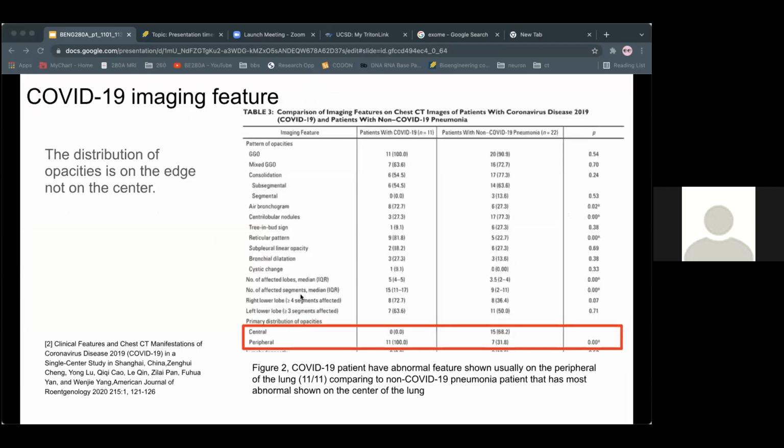Abnormal activity is usually in the peripheral area of the lungs, as we can see in this study. Compared to patients with non-COVID-19 pneumonia, most of their abnormal activity is in the central area of the lung. Therefore, in our project, we can have a focus area on the image to improve our filter, and the filter can better emphasize the COVID-19 CT image features.